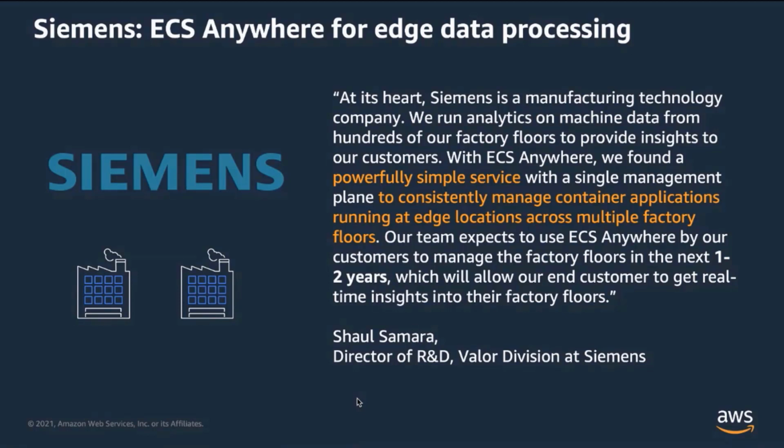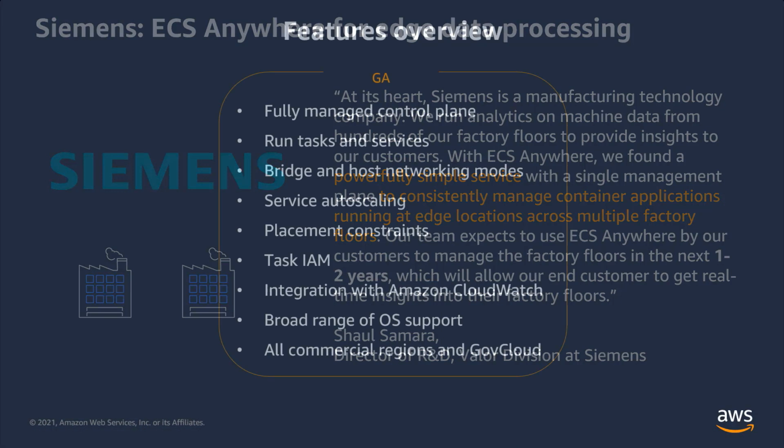So if you are the owner of the factory floor, you can simply go to the portal and see what's happening with your machines. So brilliant use case, right? You have hundreds of factory floors. You don't want to go ahead and install control planes and schedulers and all. That's just not feasible. So with ECS Anywhere, since the control plane is in the cloud, you can simply run the containers, gather the insights, and bring value to your customers. So I love this use case very much.